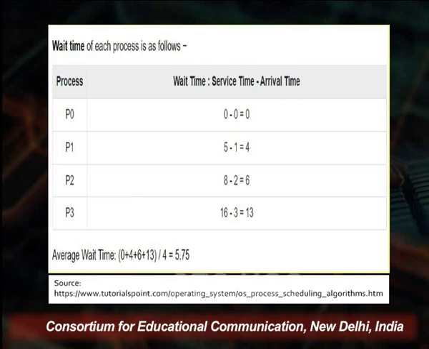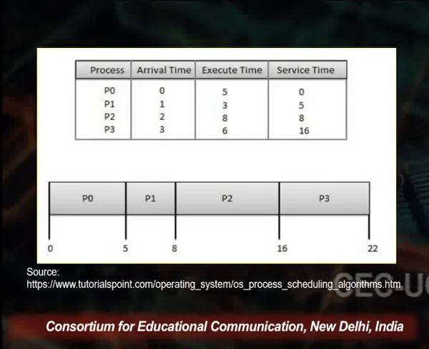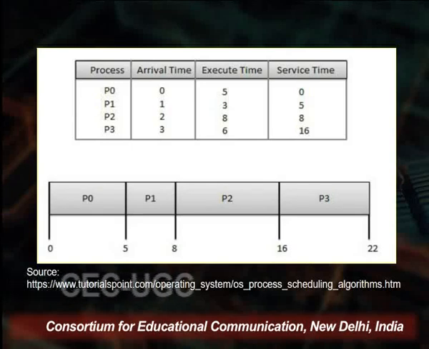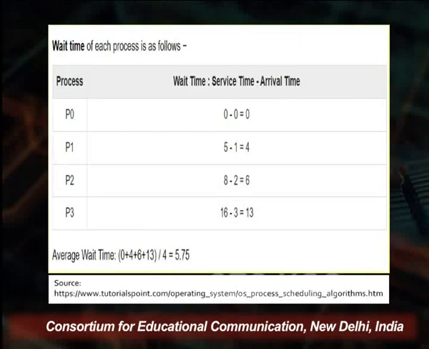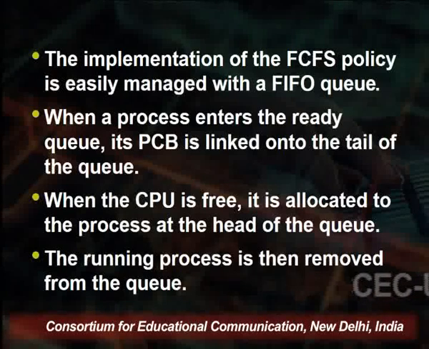So, waiting time here, which I have already explained, is the service time minus the arrival time. So, for P0 it is 0 minus 0, and for P1 it is a different value. If you can see the average waiting time, the average waiting time here is going to be high as compared to other algorithms, which we will be seeing shortly. But implementation can be easily managed with a first in first out queue.